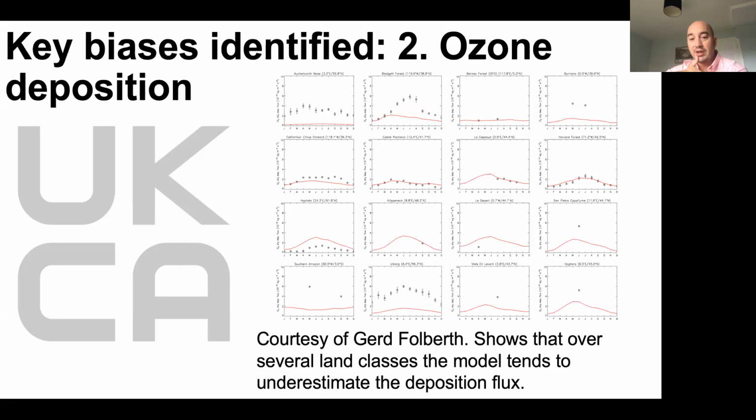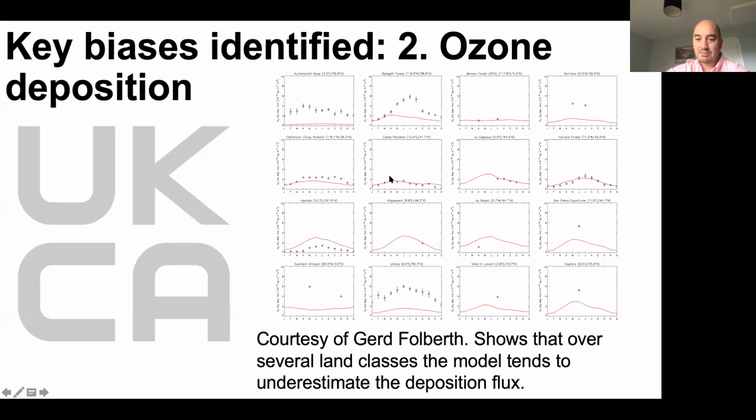Connected with the ozone bias at the surface could be the process of deposition, and these plots here come courtesy of Gerd Folberth. What Gerd did was compile a big database of ozone deposition fluxes, shown here as these circles with some error bars to show the uncertainty in those fluxes, as a function of time throughout the year, January to December, and then in red, the UKCA, UK ESM data at these different locations. So these are all around the world.